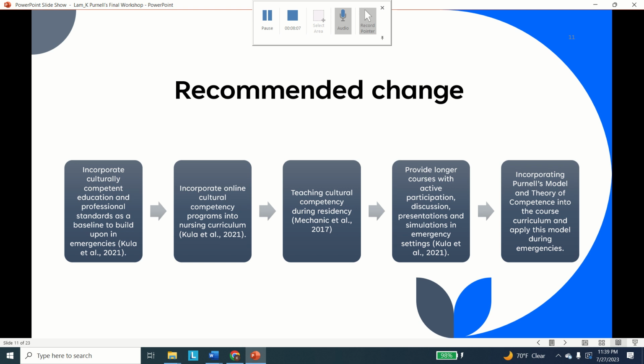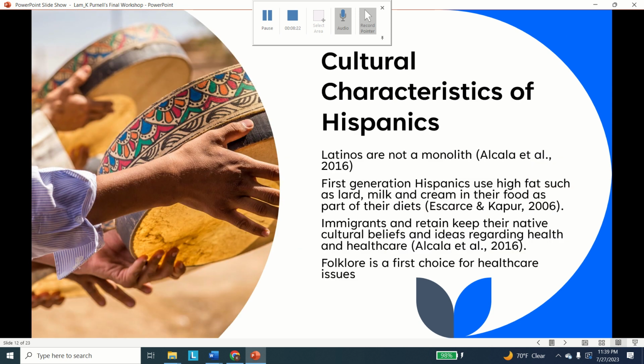And so, last but not least, incorporate Purnell's model of cultural competency and theories into the course curriculum and use this to apply in the emergency setting when you are treating and assessing minority individuals. Two cultures that we'll be looking at today are the cultural characteristics of Hispanics and Asians, and how to use Purnell's model to provide culturally competent care for these individuals.